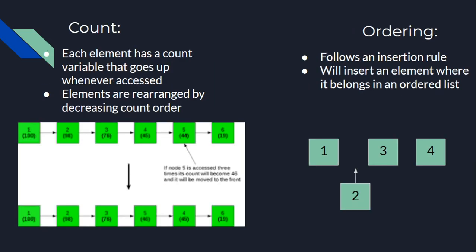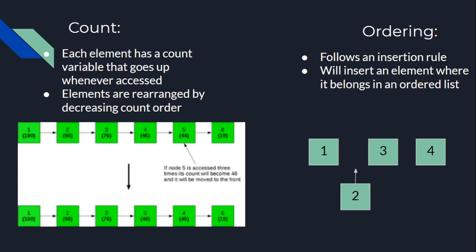Next is the count method, which adds a variable count to each element. This variable is incremented whenever the element is accessed or searched for, and the list is rearranged by decreasing count order. The last method, deemed ordering, differs from the other three.